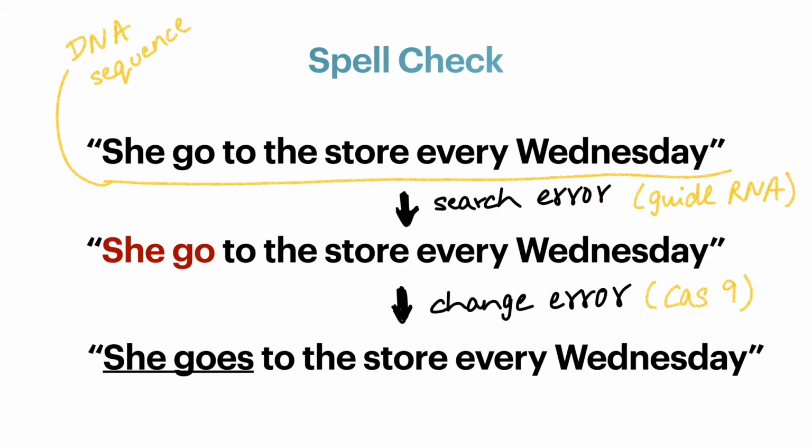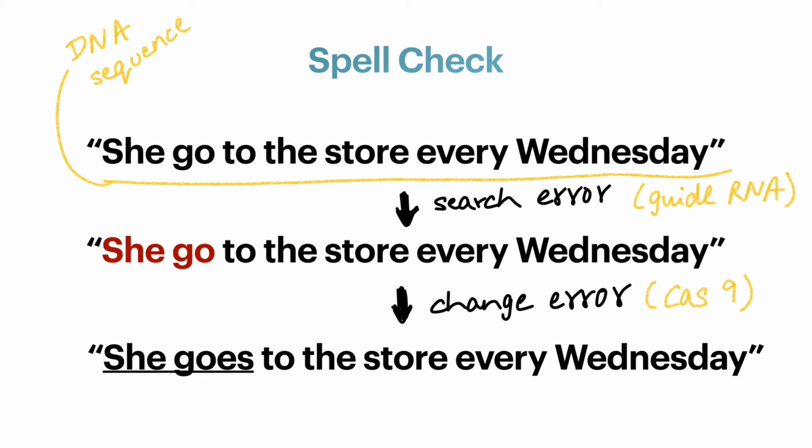You can think of this like using spell check on a Word document. Say there's a sentence that needs to be edited. "She go to the store every Wednesday." You can think of the sentence like the DNA sequence. The guide RNA is like the program in your computer that searches for errors. Once it's found the error, "she go," Cas9 is the feature that actually changes the error from "she go" to "she goes."